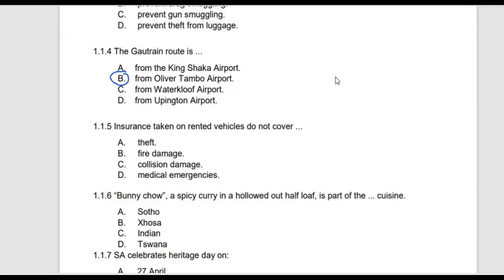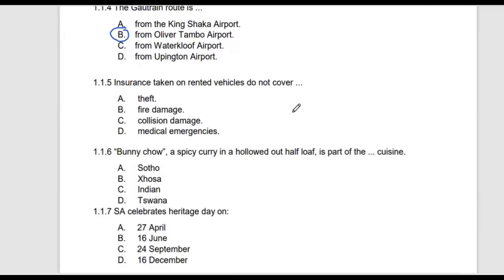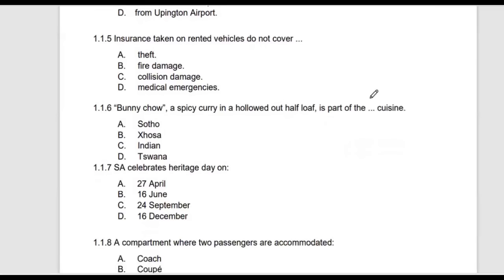Then moving on to 1.1.5, insurance taken on rented vehicles does not cover. When you take insurance on rented vehicles, it does not cover your own medical emergencies. It can cover theft, it can cover fire damage, it can cover collision damage, but it does not cater for medical emergencies.